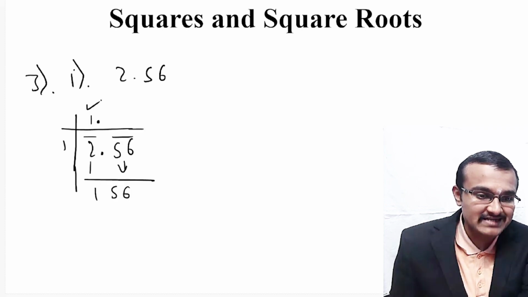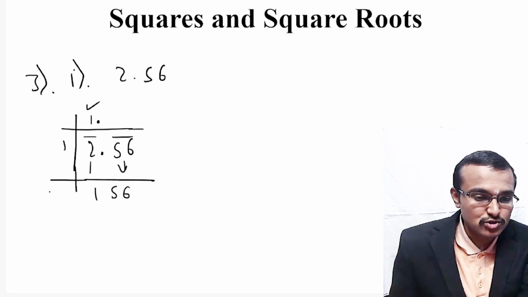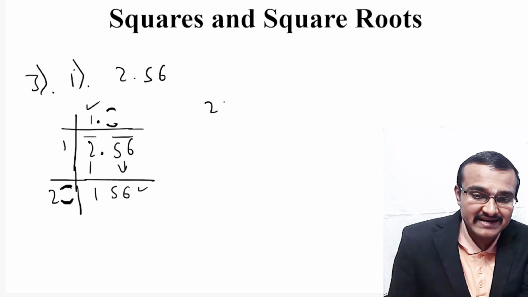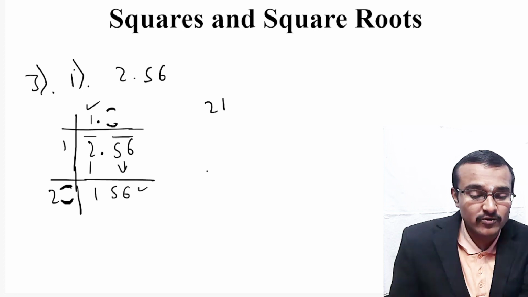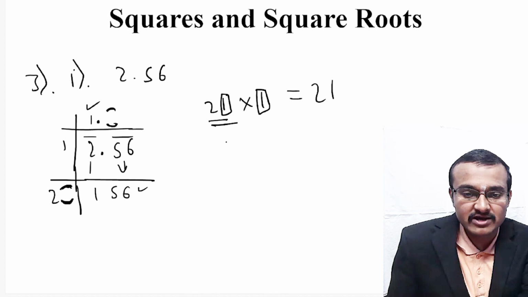Now take twice of this number. 1 into 2 is 2. Now you should put one more number after this number in this position, and multiply that with the same number in the quotient. Then you should get a number equal to 156. Let me take 1 in this position. So it will become 21, and you multiply this 21 with 1 because you have taken 1. So 21 into 1 will be 21.